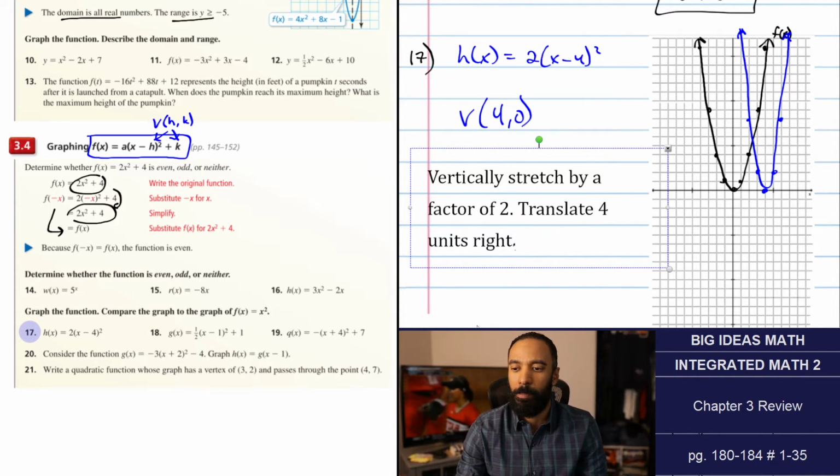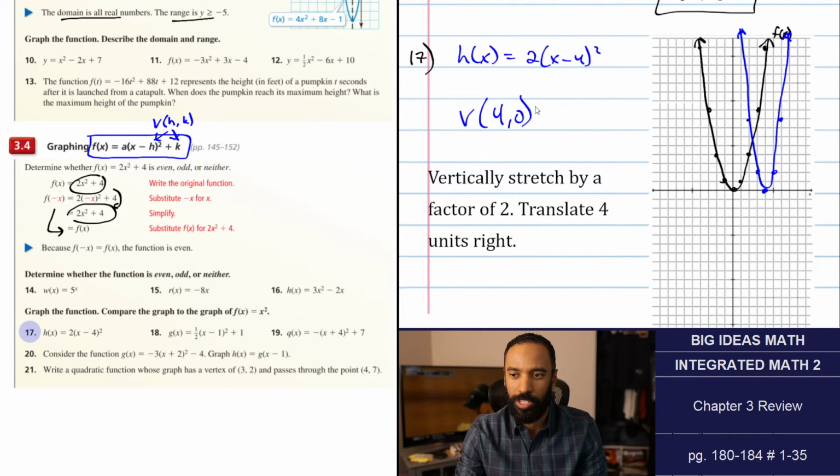Now, this said x minus 4, yet it was a positive 4. Remember, the h is a flipped sign, whereas the k is the same sign. There are reasons behind it, which I'm not going to get too heavy into.